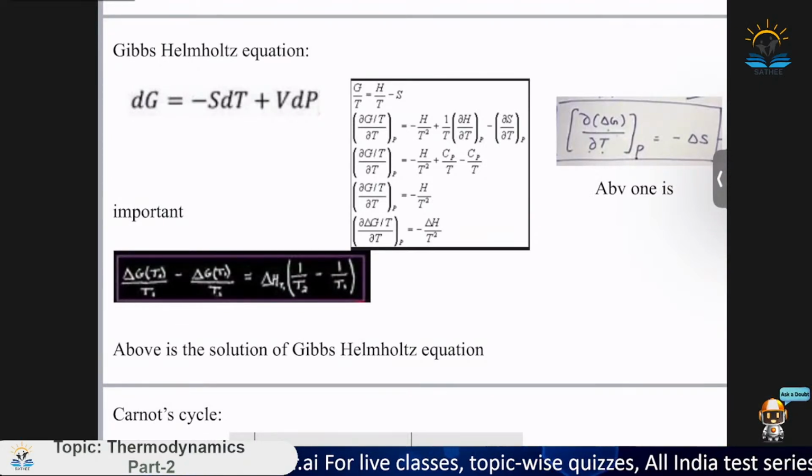Delta G at T1 by T1 minus delta G at T2 by T2 equal to delta H at T2 of 1 by T2 minus 1 by T1. That's the proof. Gibbs-Helmholtz equation. Final solution of Gibbs-Helmholtz equation. Have a look at it. This is important. Particle formulas.